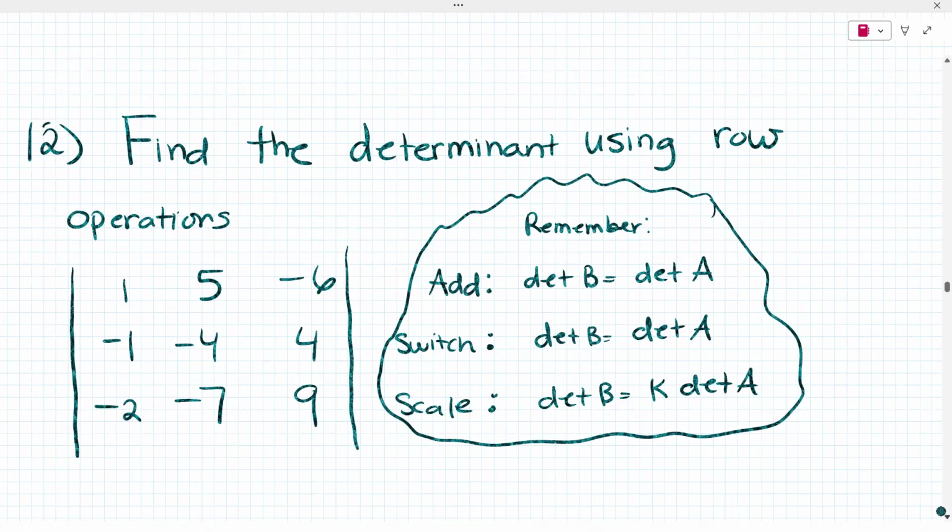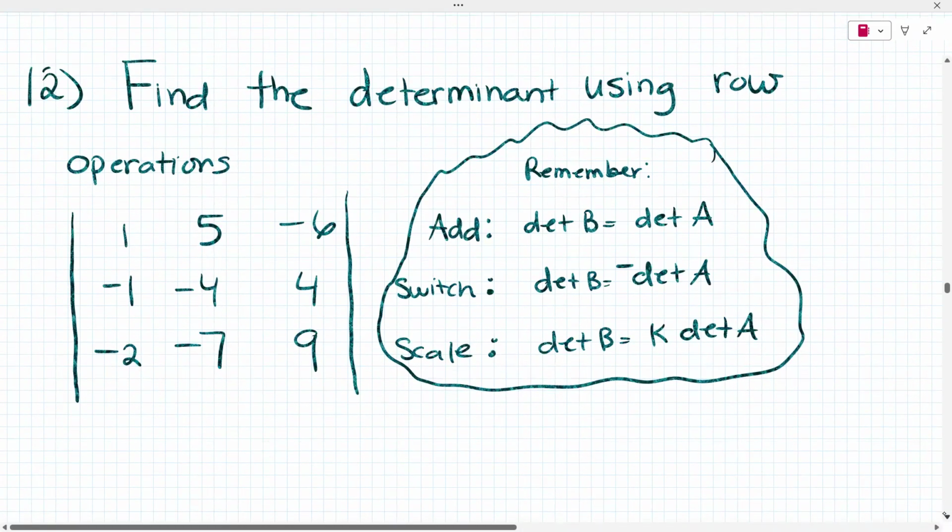If you switch rows, determinant B equals determinant of A. Actually, I think one of them becomes negative, right? One of them becomes negative. And then if you scale, as long as the scalar goes with the new final row, it's going to be K times the determinant of A.